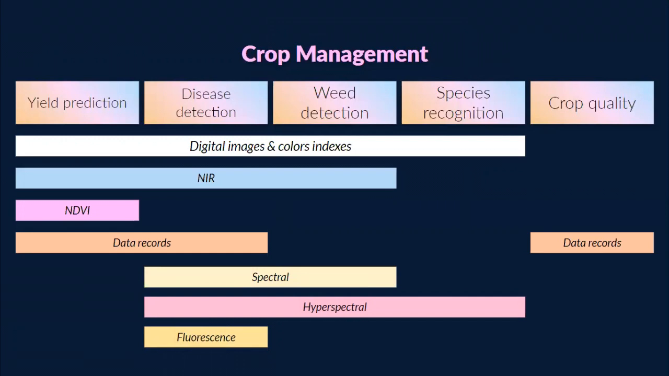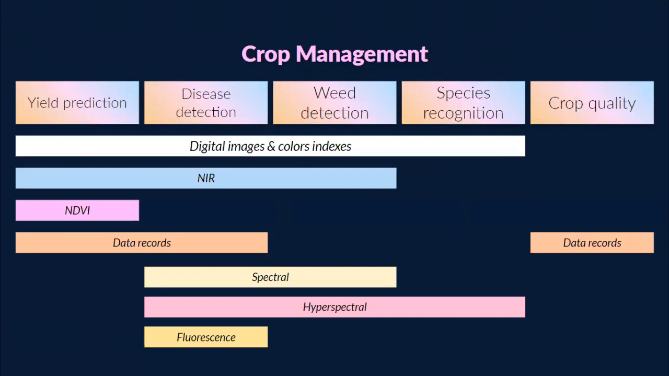From here, we can know that the main feature technique used is digital images and color index. Specifically for disease detection, there are several techniques that we can use: digital images and color index, NIR, data record, spectral, hyperspectral, fluorescence, almost all of them. But NIR, NDVI, spectral, and hyperspectral are only used in crop management.